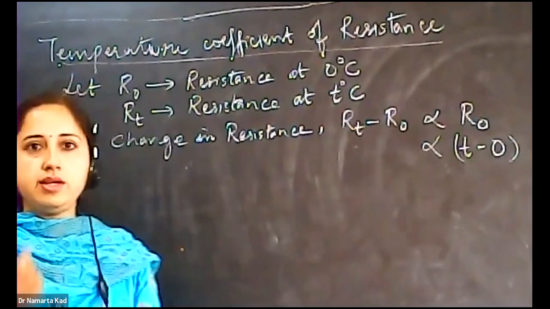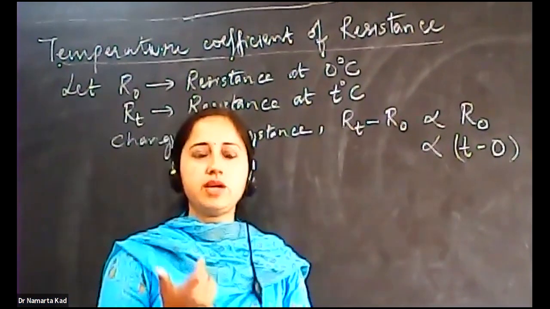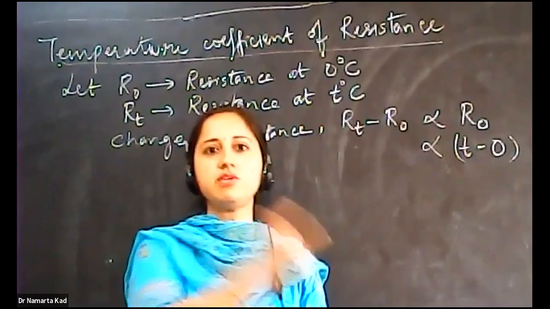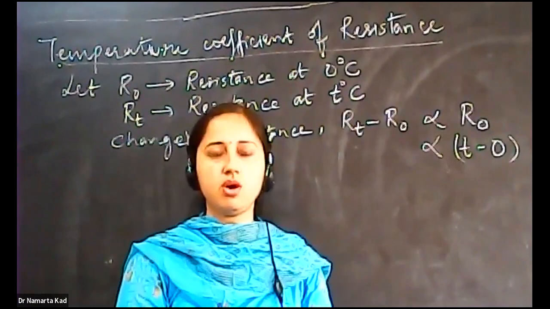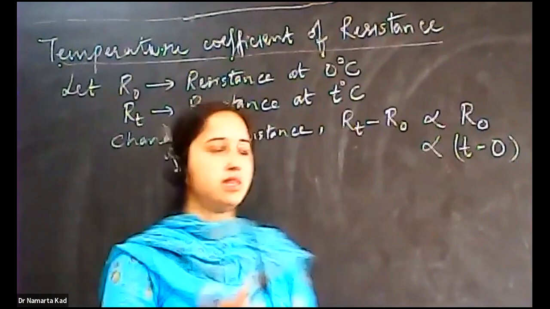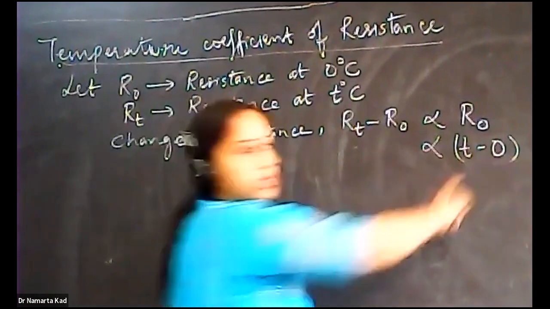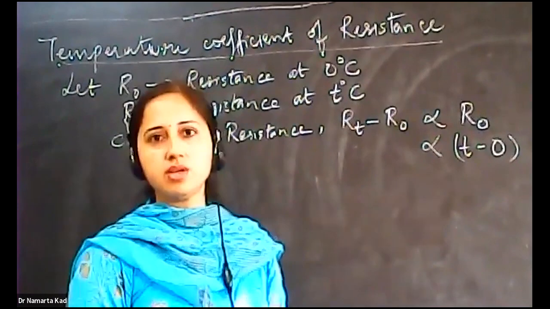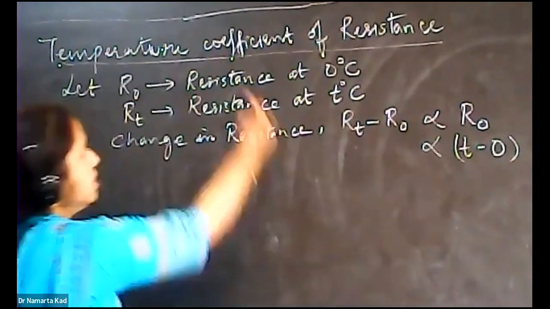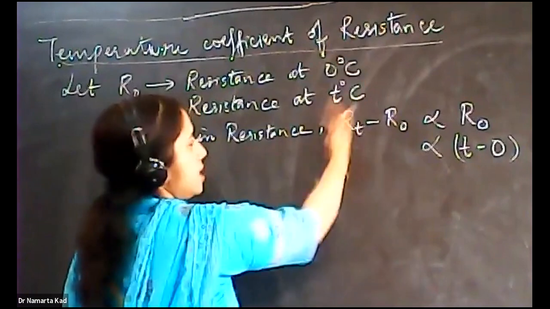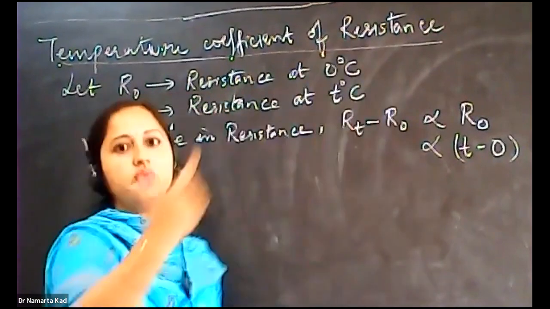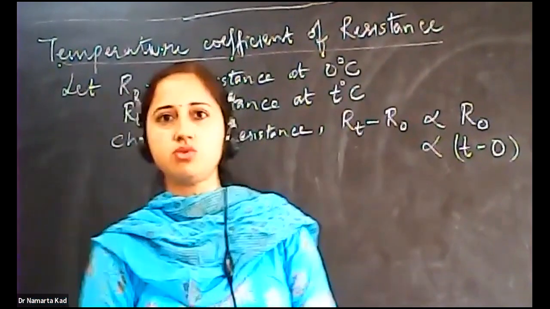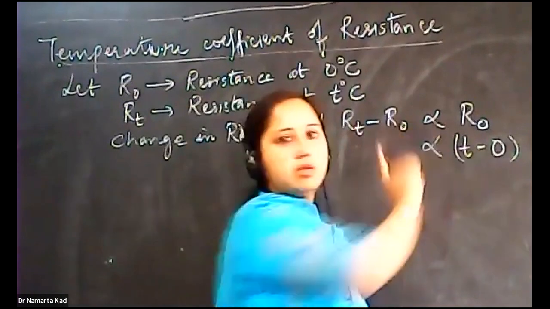Okay. And in case you take the temperature at two different temperatures, let us suppose T1 and T2, or 20 degrees C or 40 degrees C, then you have to write down here 40 minus 20. Okay. Or T2 minus T1. But here I am starting with one temperature at 0 degree C, another temperature at T degree C. So here the change in temperature comes out to be T minus 0.